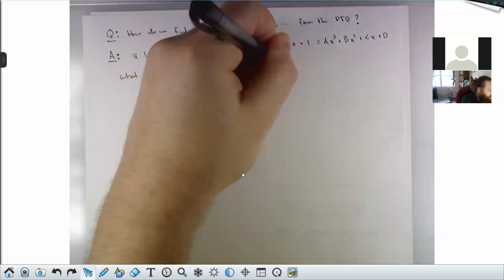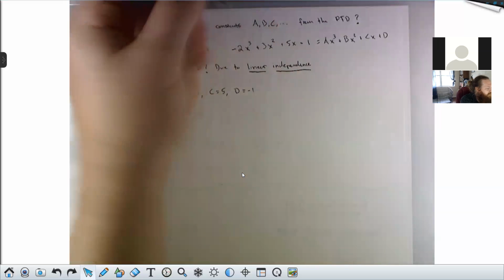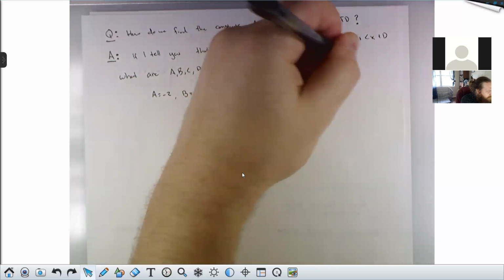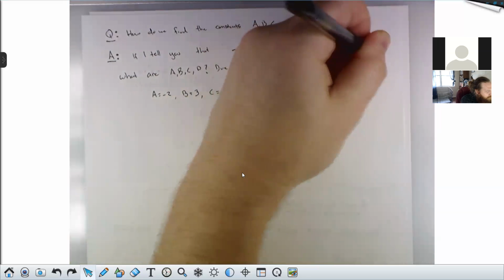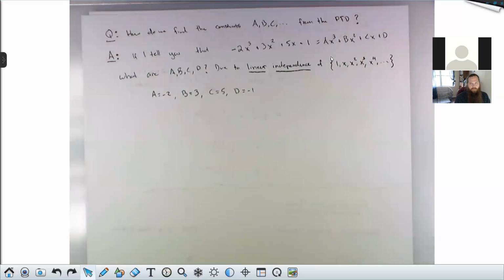this is a word for you to Google. Due to the linear independence of 1, x, x squared, x cubed, x to the 4, and so on, this set of integer-powered power functions forms what's called a linearly independent set. This is a term from linear algebra. This is like matrices, vectors. This terminology comes from that field of mathematics.